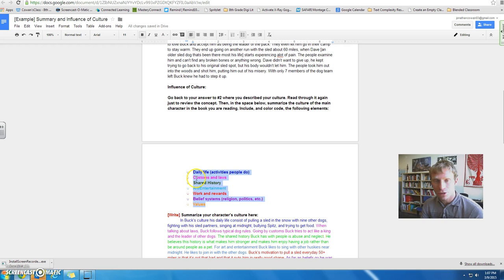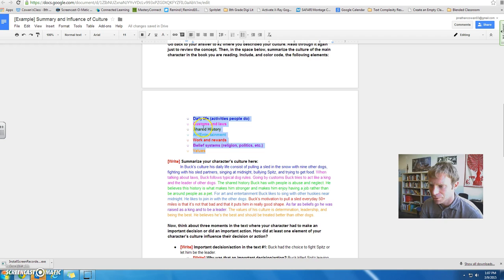So they describe the daily life, customs and laws, shared history, arts and entertainment, work and rewards, belief system, and values. And lest you think that, oh man, I can't do this, this person managed to come up with arts and entertainment for a sled dog. Arts and entertainment for a sled dog. So you can figure it out.